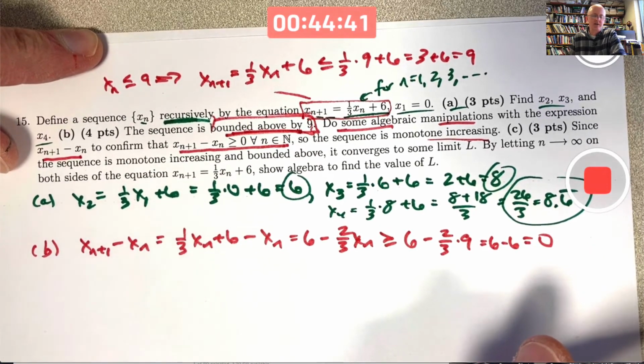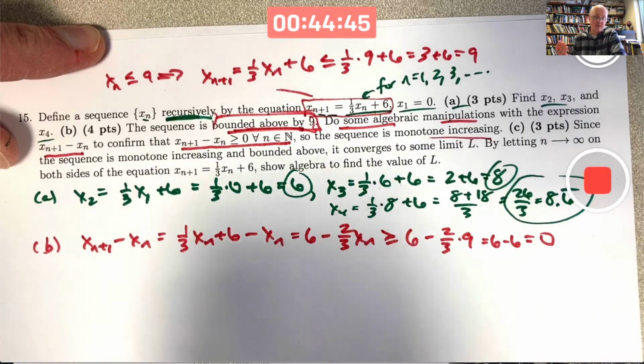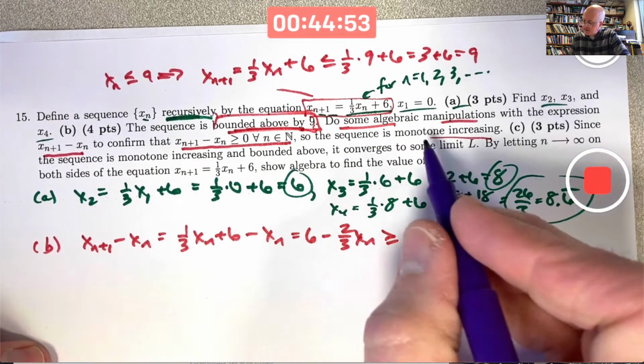You don't have to use induction. If you can avoid induction, as we can here in part B, then do avoid it. You don't need it. Sometimes you need it, though. This time we didn't. So the sequence is monotone increasing.